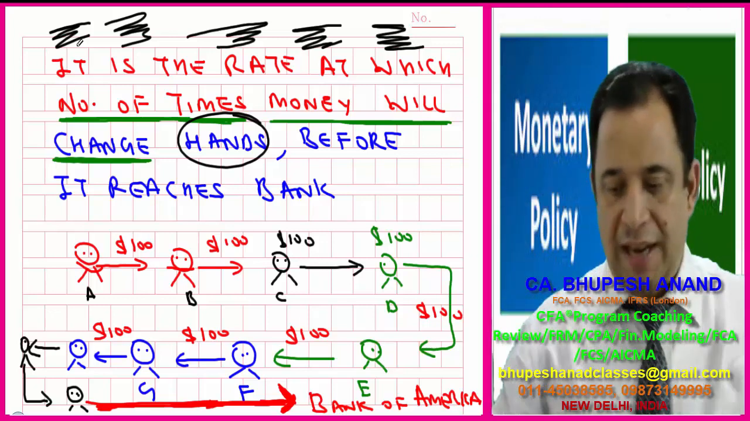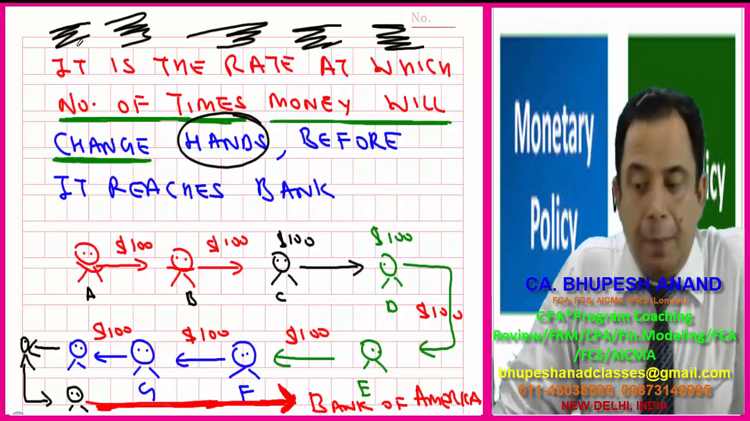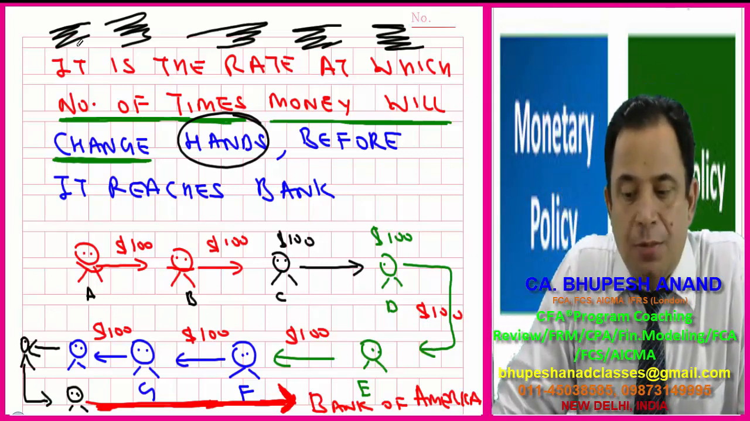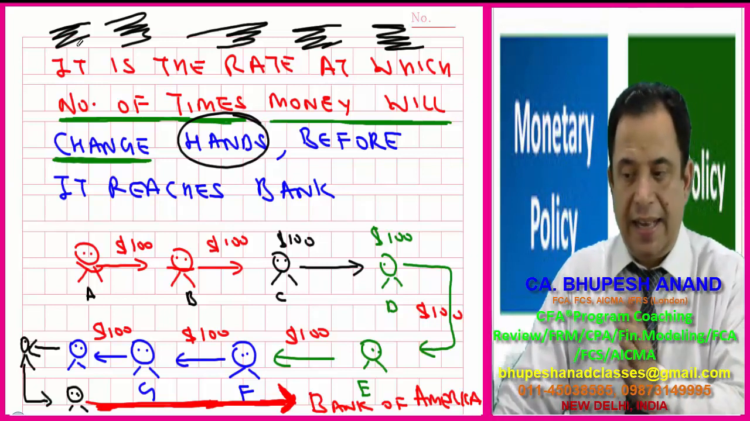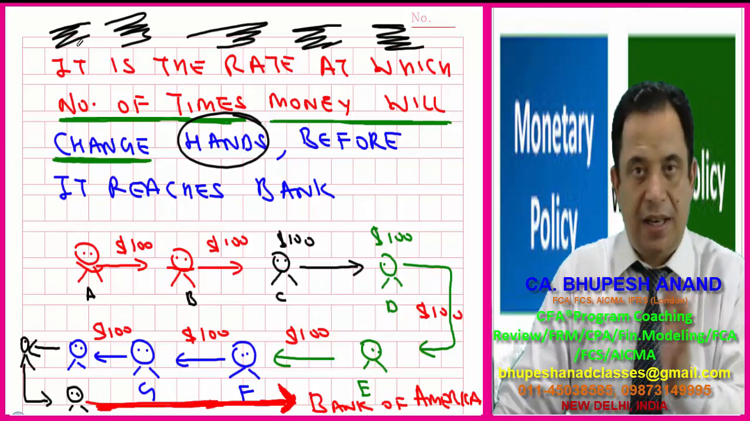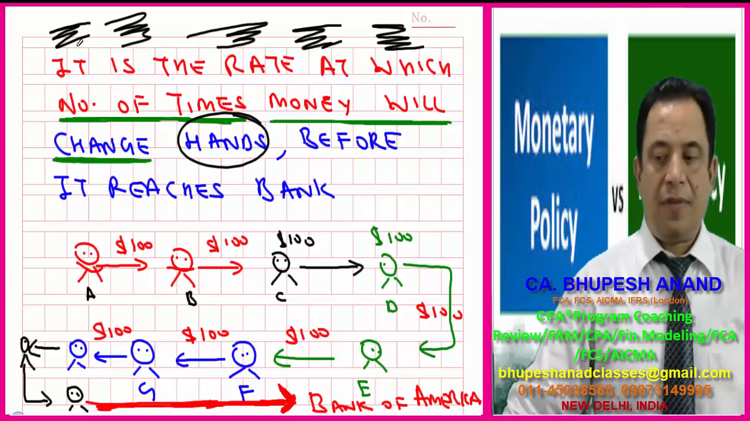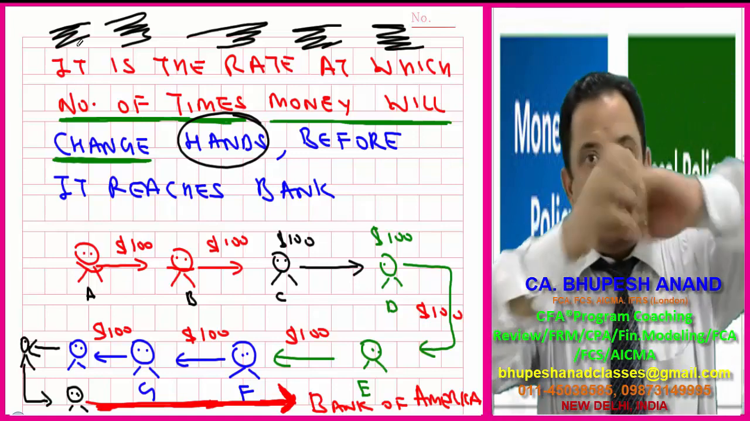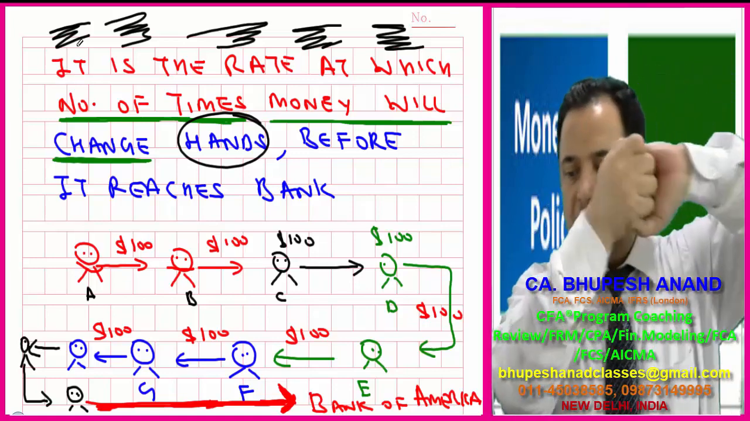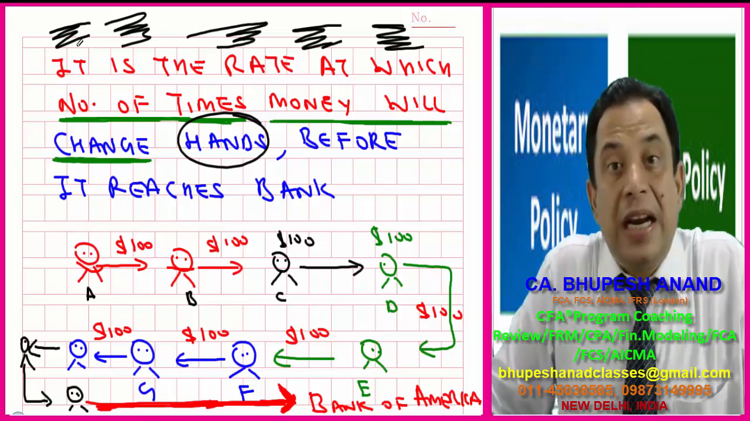Just write down: it is the rate at which the number of times money will change hands before it reaches the bank.